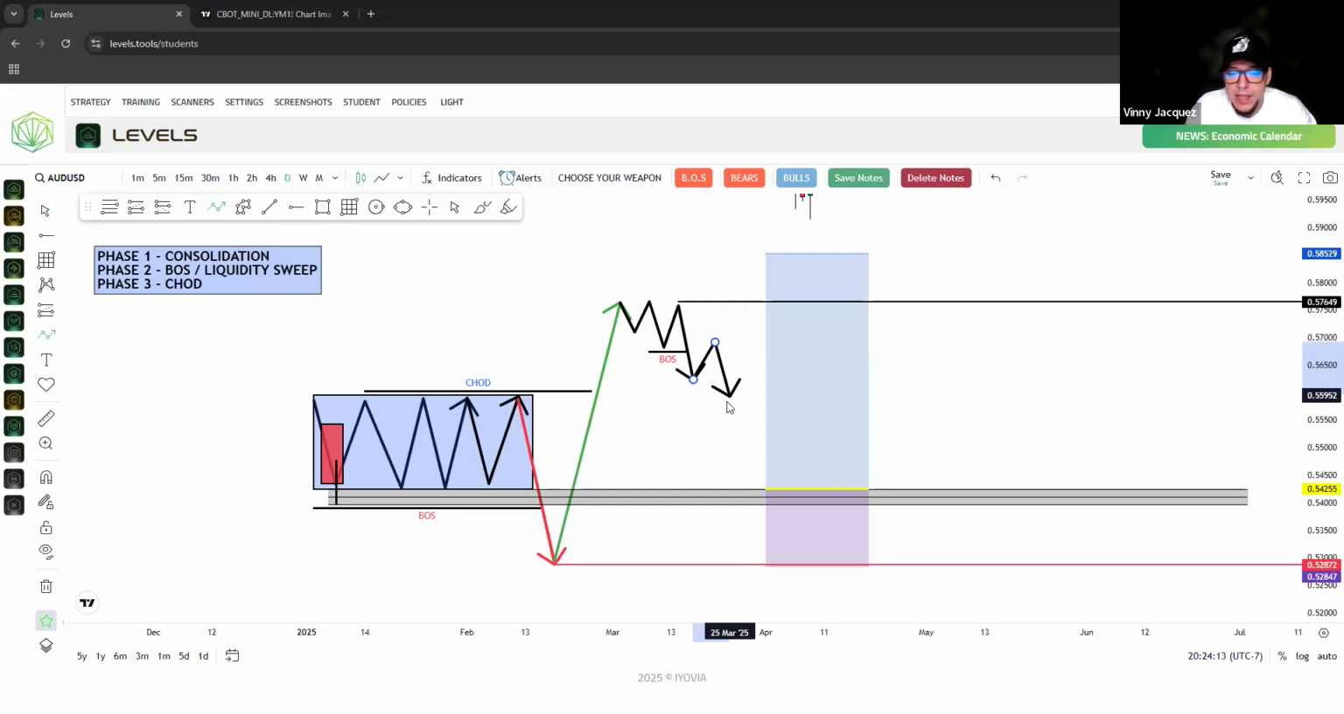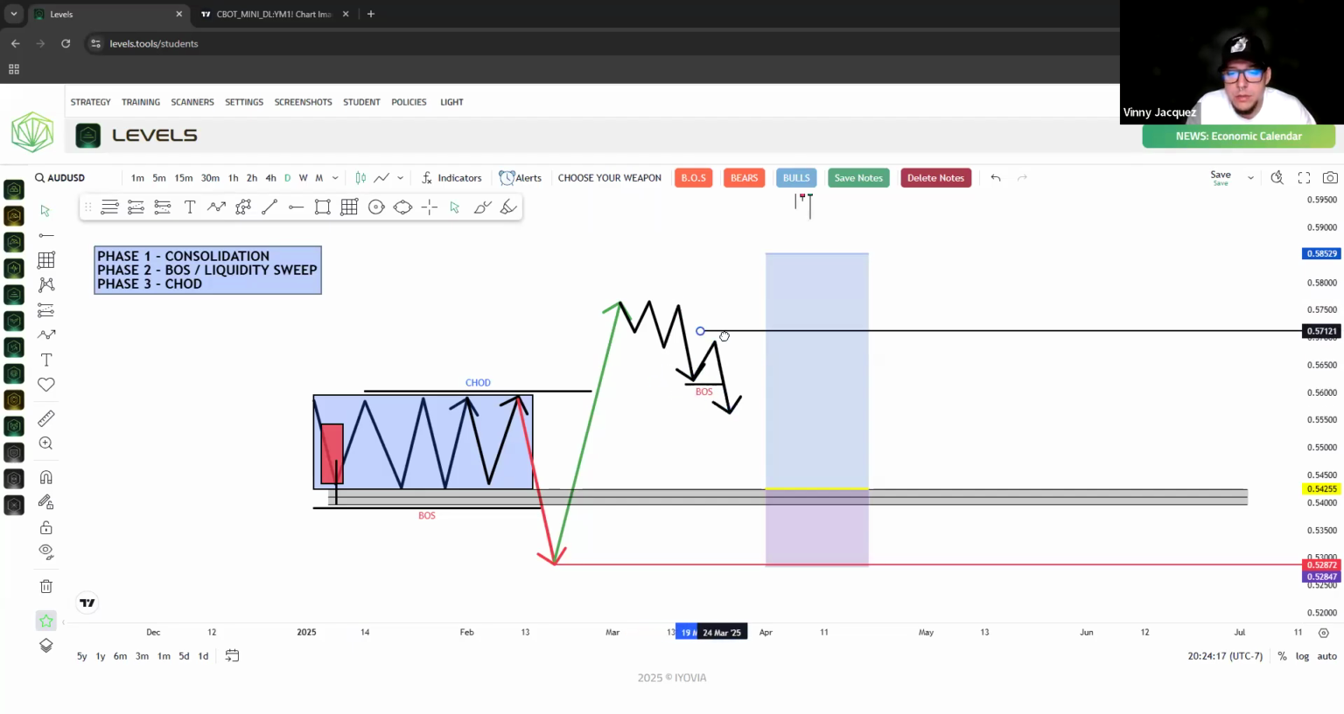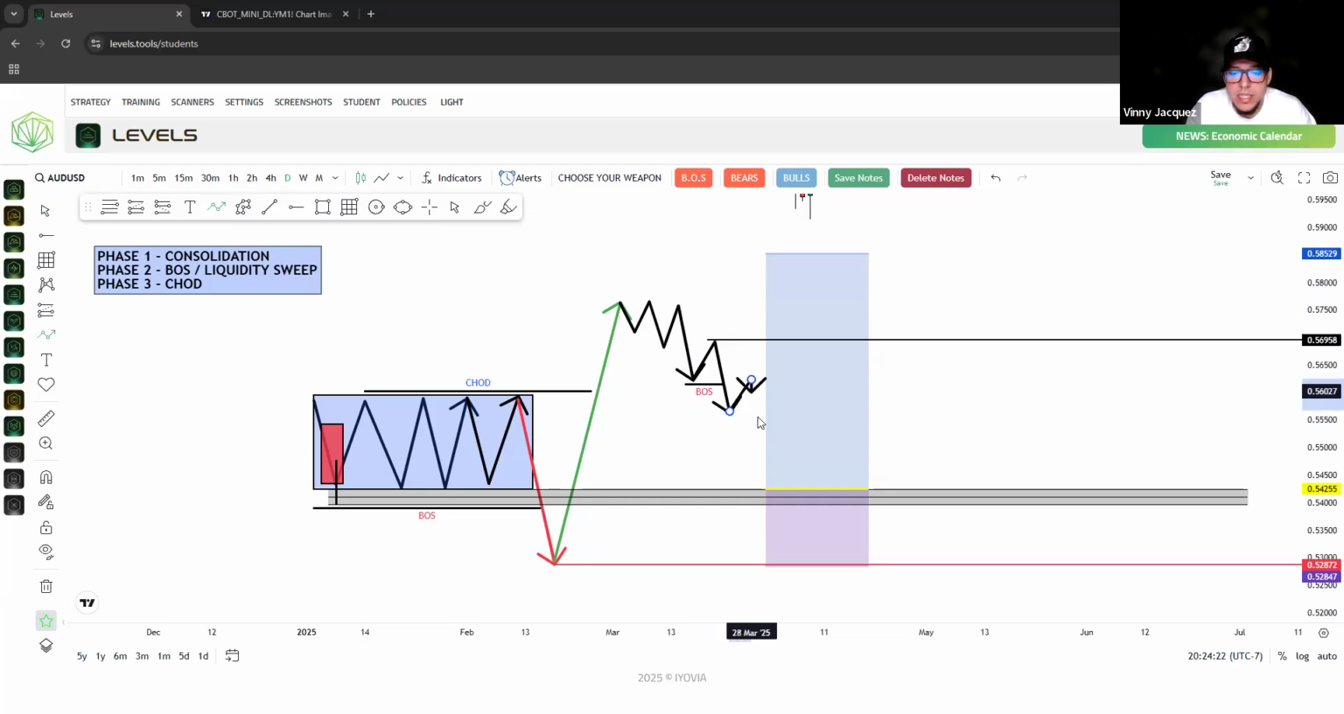Market pulls back, gives me a break of structure to the downside. Let's continue to adjust our lines. Let's say the market just continues to drop. Cool, no worries. That's exactly what I want to see.